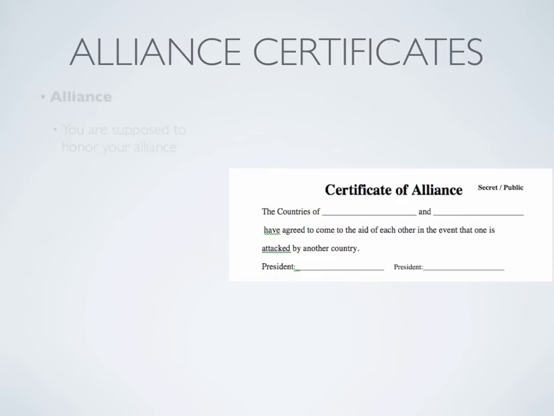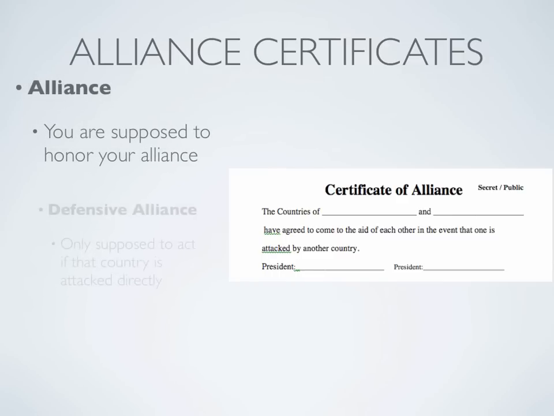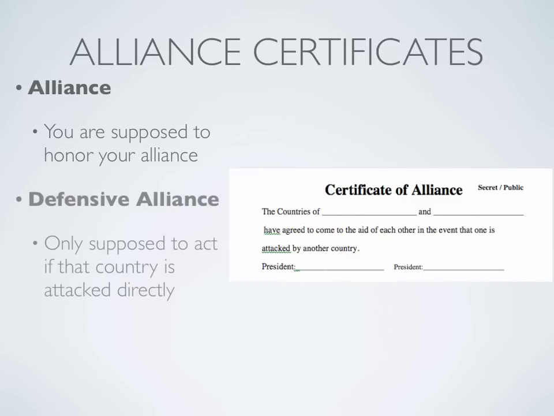An alliance certificate is an agreement between two or more countries to defend each other in case of an attack. This is called a defensive alliance. An offensive alliance is when you are totally allied and going to attack someone else together.